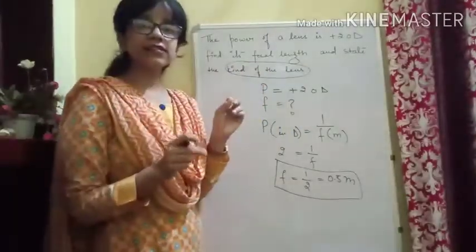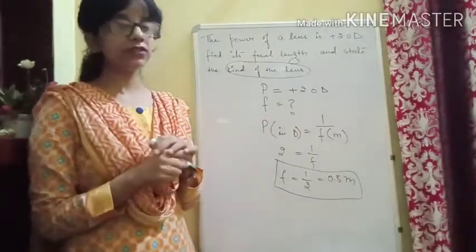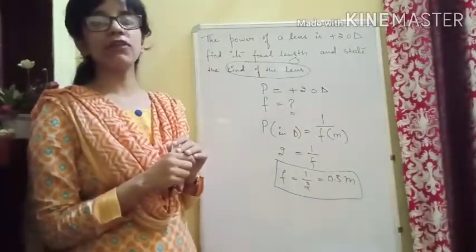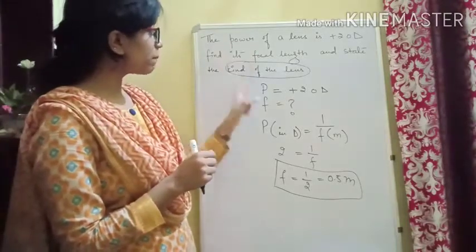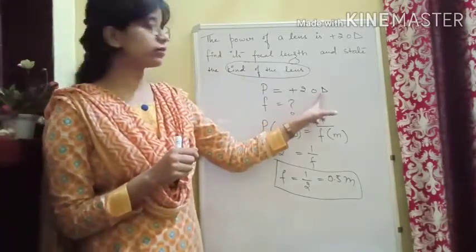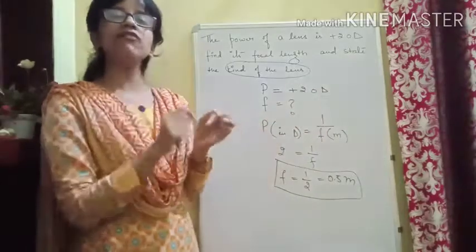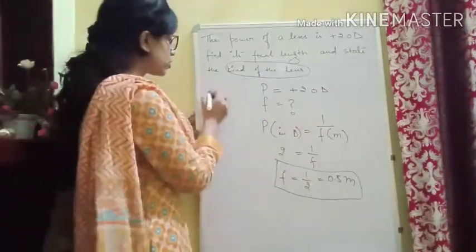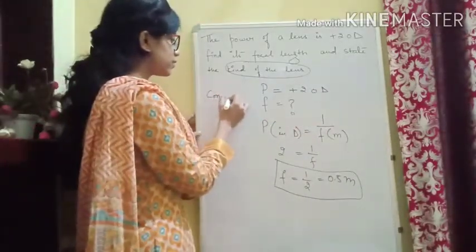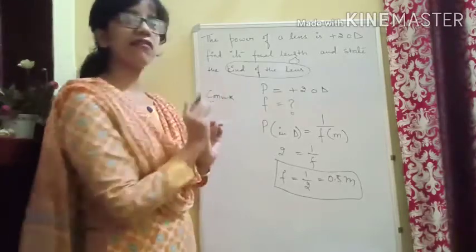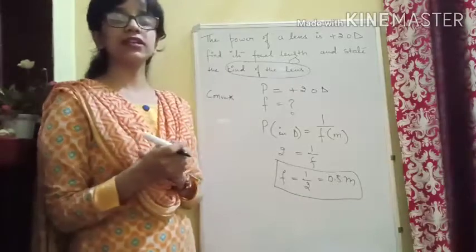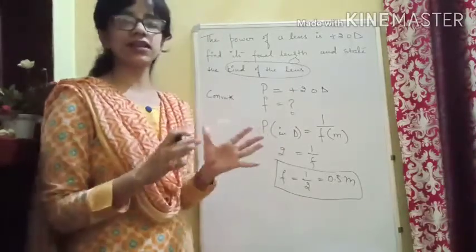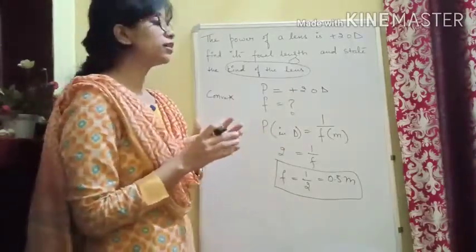For a convex lens, the power is always positive, and for a concave lens, the power is always negative. They are saying the power is given as plus 2 diopter. That means the power is positive, which means we are talking about a convex lens. So for a convex lens, the power is taken positive. For a concave lens, the power is taken as negative. This is the science which you are going to remember.